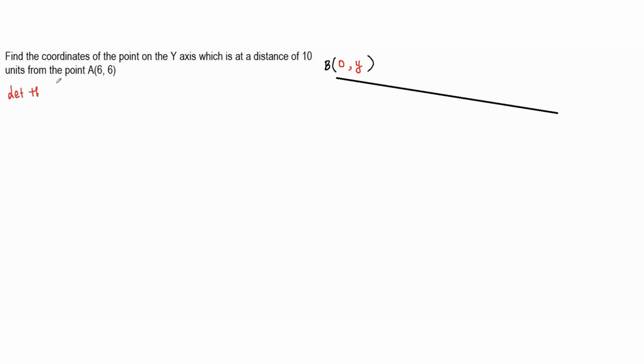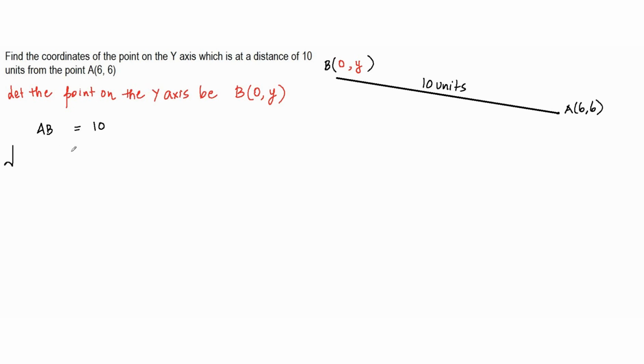I can say let the point on the y-axis be B of (0, y), because the point is on the y-axis, the x coordinate is 0. That is what you should notice here. And it's given that this particular point is at a distance of 10 units from the point A of (6, 6), which means that the length AB is equal to 10 units. The length AB can be calculated using distance formula.